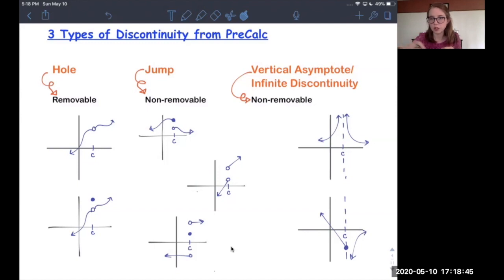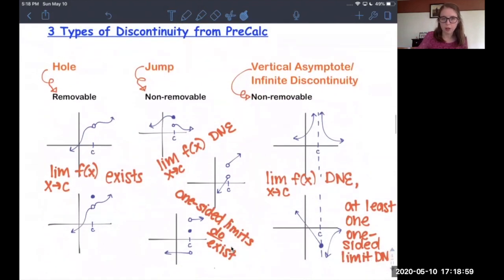The way to really tell the difference between these types, especially on a graph, because sometimes the difference between a hole and a jump can be a little bit confusing, is to really apply the definition rigorously. So I've done this here. A hole is going to be any x equals c where you can say that the limit exists. So the two sides come together.